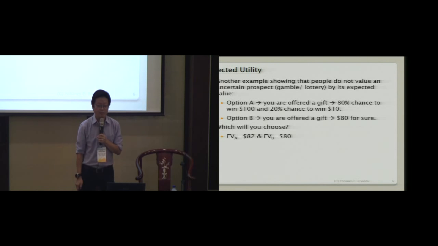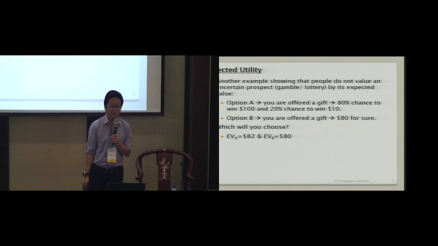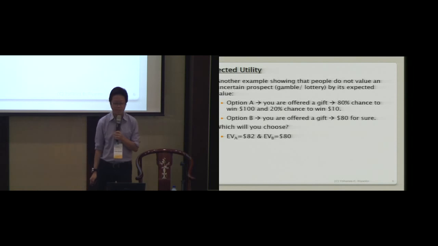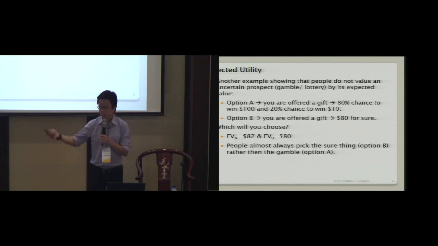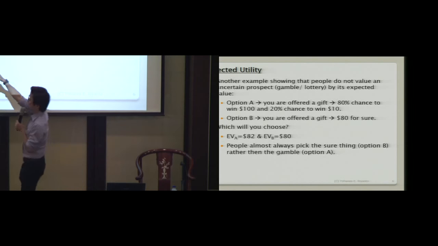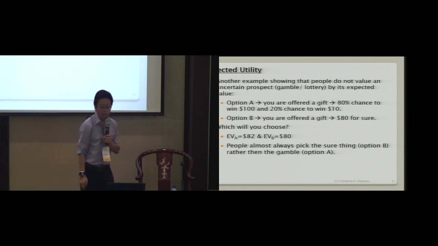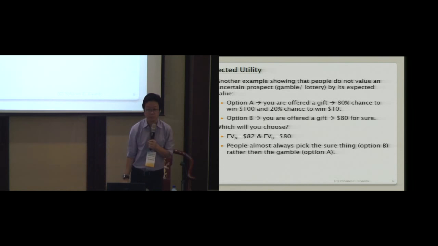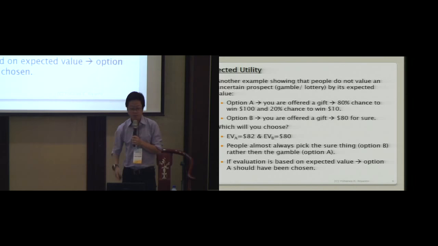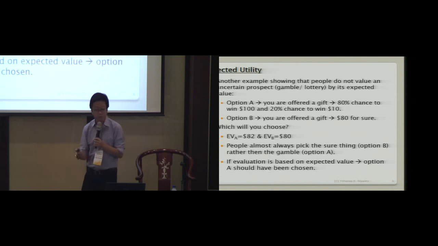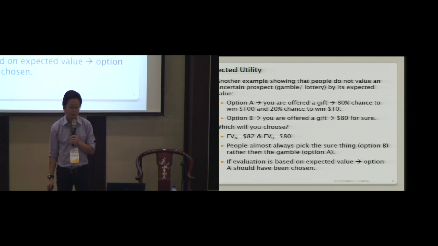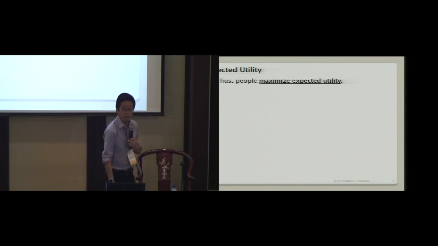If you calculate, the expected value of A is 82, the expected value of B is 80. So if you are basing on the expected value, you choose A. But most people, almost everybody, would pick the sure thing, that is option B, rather than the gamble option A. So if evaluation were based on expected value, option A should have been chosen. That shows that we don't use expected value.